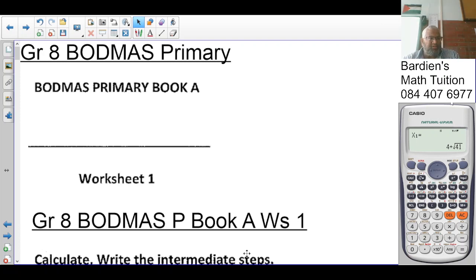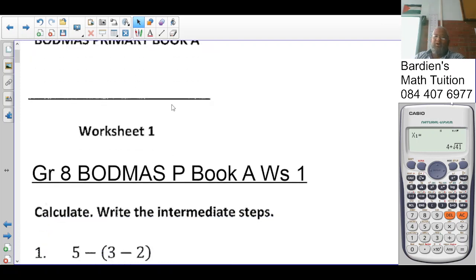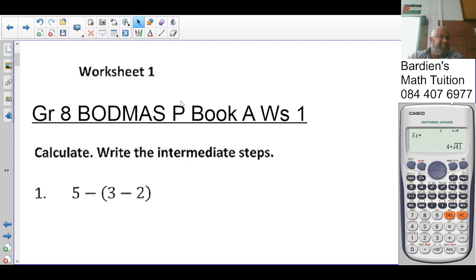So today we're looking at Bodmas primary. Basically I just labeled it like this so that there is another Bodmas worksheet coming. Okay. So we're looking at Bodmas primary book A, worksheet 1. Every book basically has 3 worksheets, as you can see in front of you there. In the description box below you'll get a link to the worksheet as well.